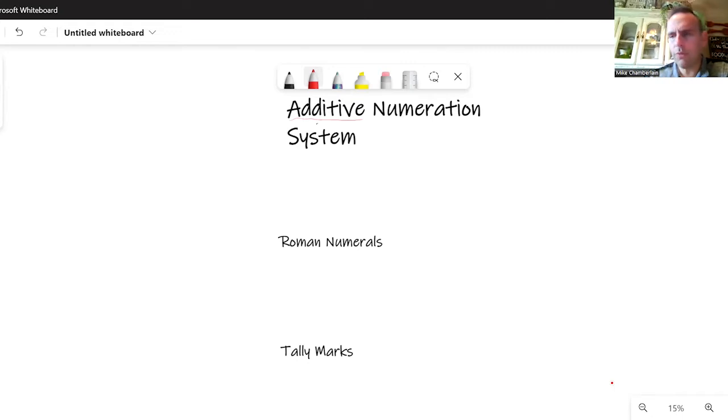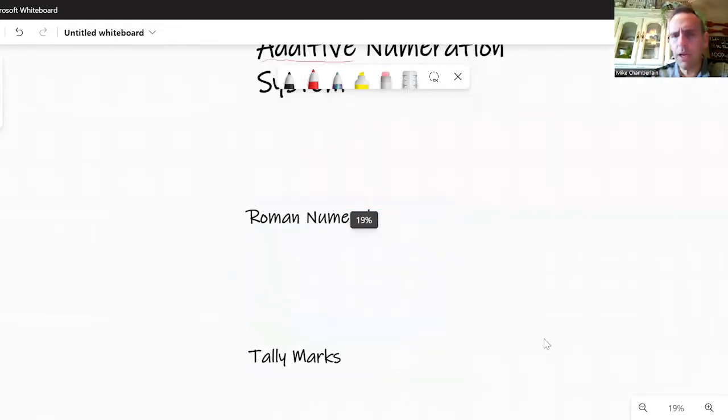So in Roman numerals, as an example, they had different symbols to represent different number values. They used an I to represent 1. They used a V to represent 5. They used an X to represent 10. An L represented 50. And then they just kept getting larger. A C would represent 100. And that would go on and on and on.